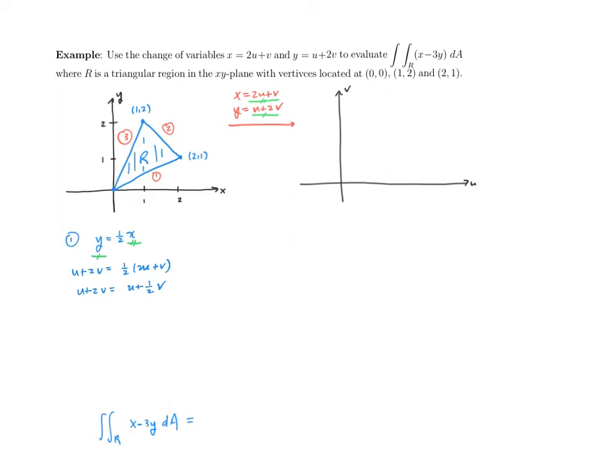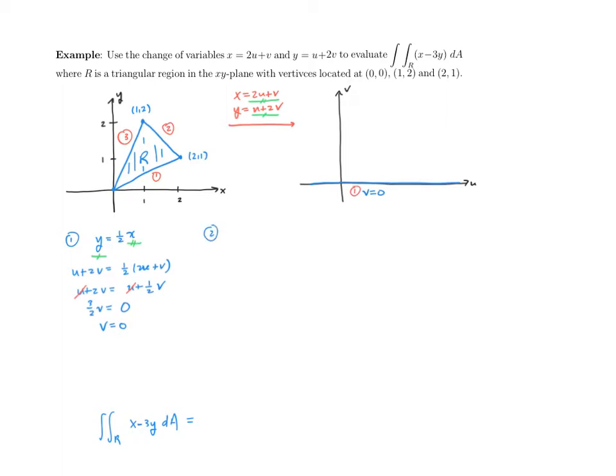And in this case, we can subtract u from both sides, and then we can also subtract 1/2 v from both sides. So 3/2 v is equal to 0. And the only way 3/2 v can be 0 is if v itself is equal to 0. So side 1 in the UV plane is going to become the line segment determined by v equals 0. And now we keep playing this game.